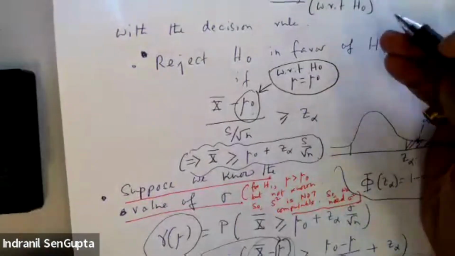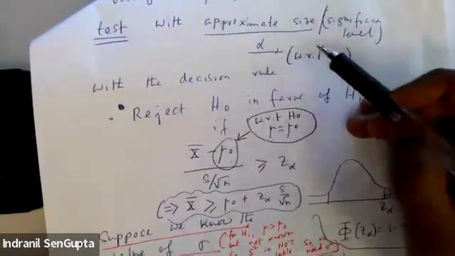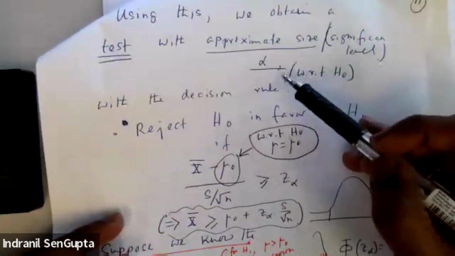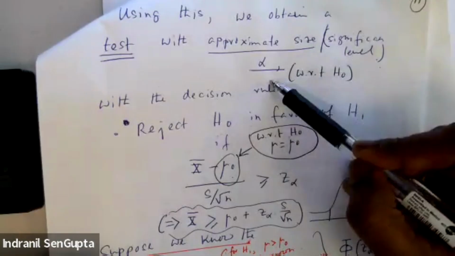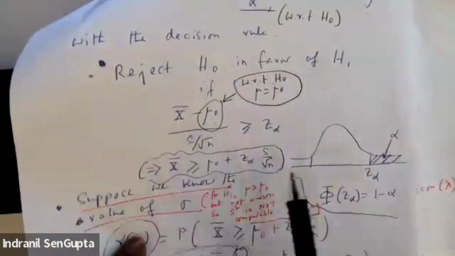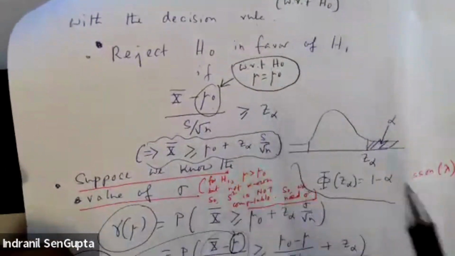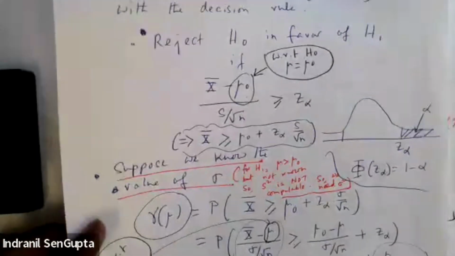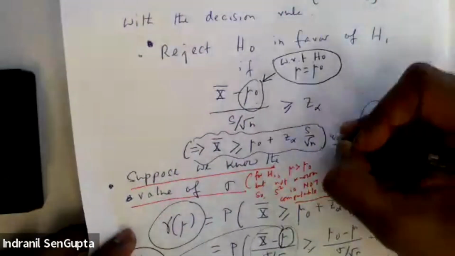And we are assuming that for a large sample, this is approximately following a normal distribution. And hence, with approximate size of the test or significance level alpha, we can reject H0 provided this is true. And from there, we can derive the power of the test. So this is the first thing we did.